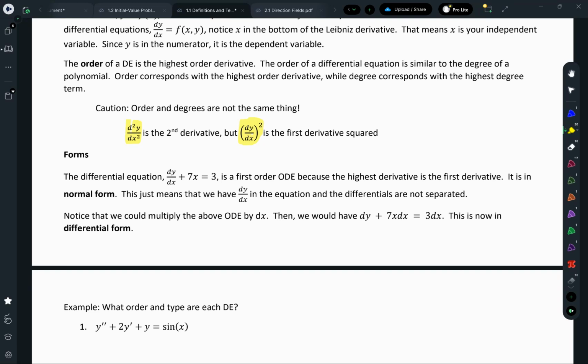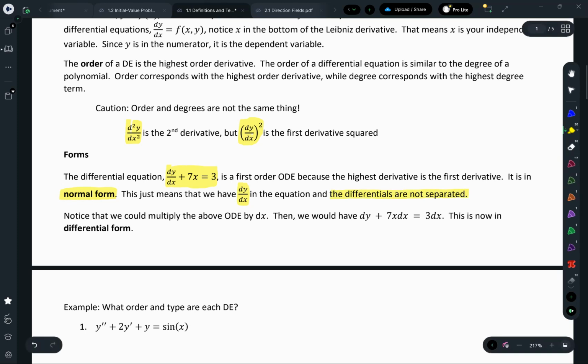The most common ones that come up are the normal form and the differential form. So this first differential equation I've given, dy/dx + 7x = 3, is a first order ODE because the highest order derivative is the first derivative, and it is in normal form. All that normal form means is that the dy/dx in the equation, the differentials of it, are not separated.